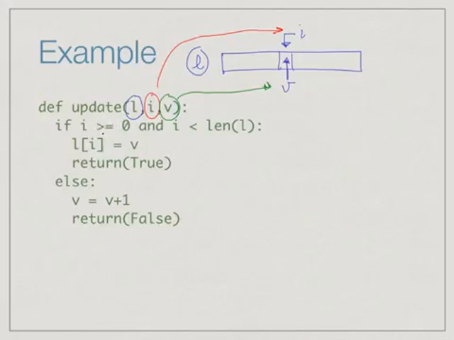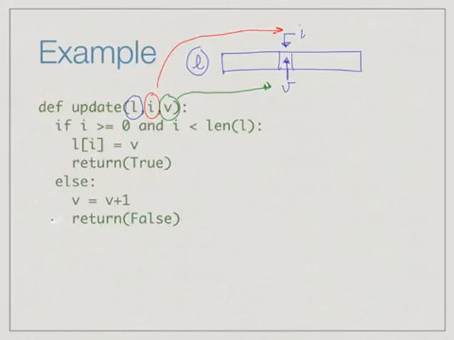So what do we do? We first check that the index is a valid index. So we check that it lies between 0 and length of L minus 1. So it is greater than or equal to 0 and strictly less than the length of L. If so, we just replace L of I by the value v which we have got, and we return true to indicate that the update succeeded. Now, if I is not in this range, then we can't do an update. So what we will do is effectively return false.